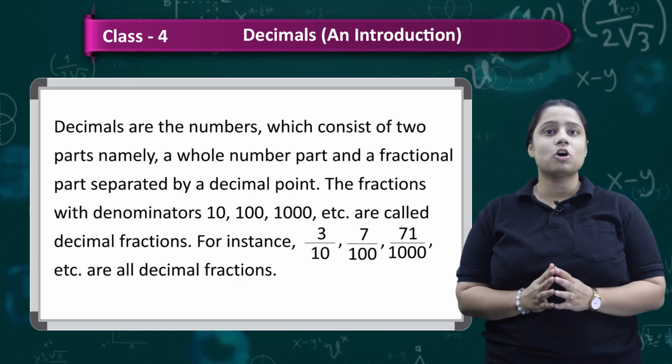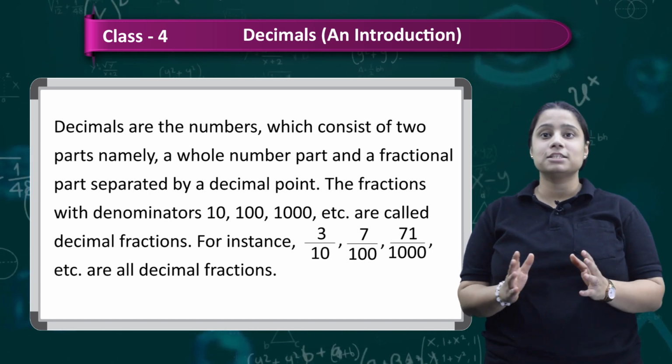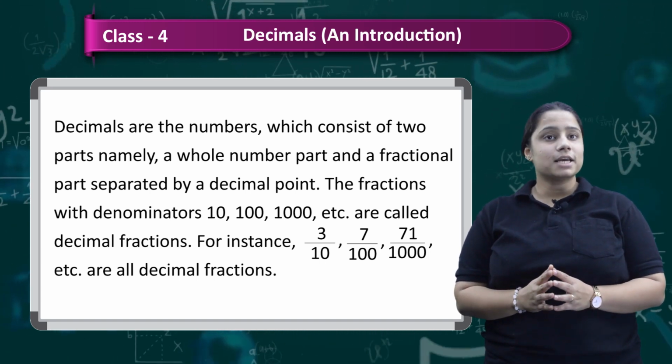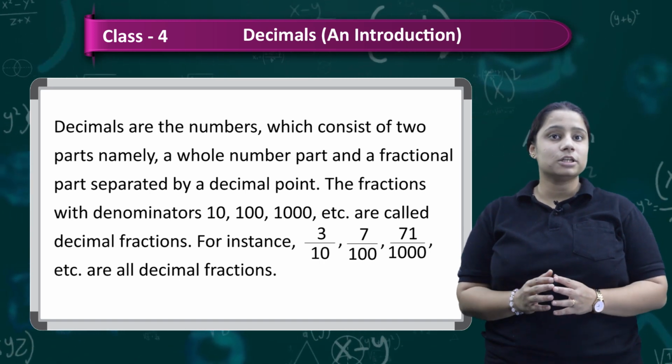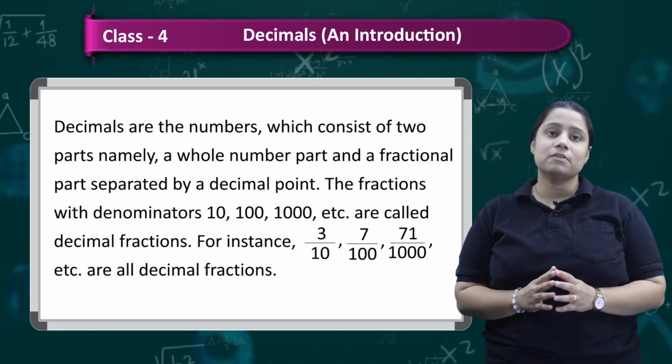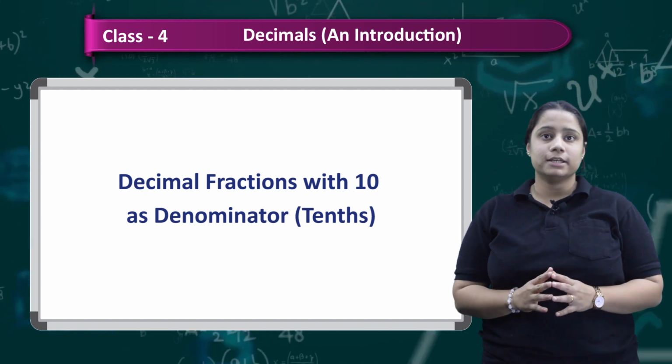The fractions with denominators 10, 100, 1000, etc. are called decimal fractions. For instance, 3 by 10, 7 by 100, 71 by 1000, etc. are all decimal fractions. Decimal fractions with 10 as denominator, tenths.